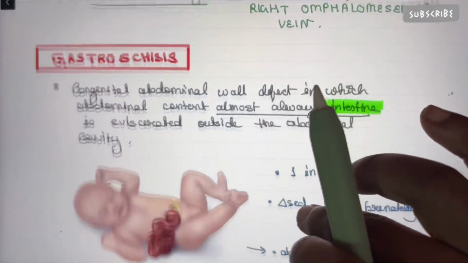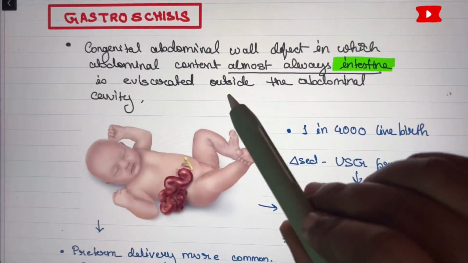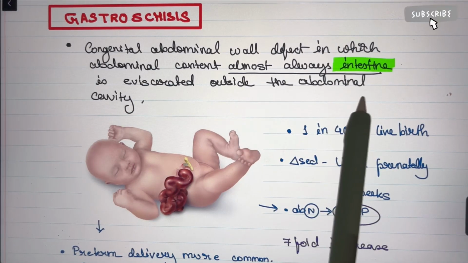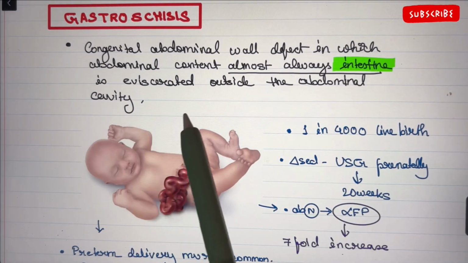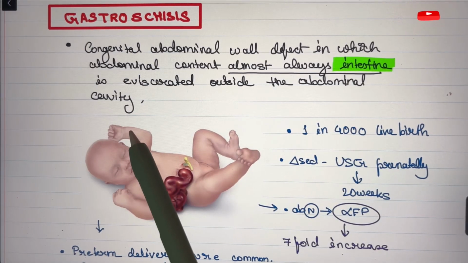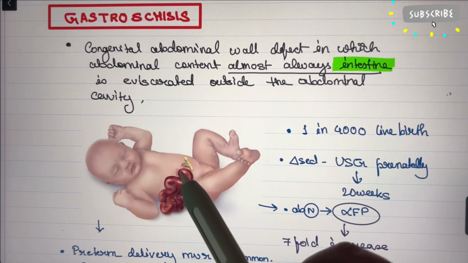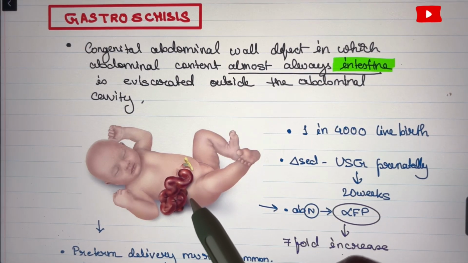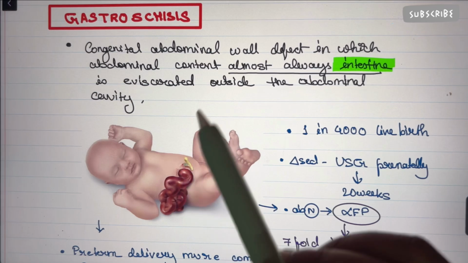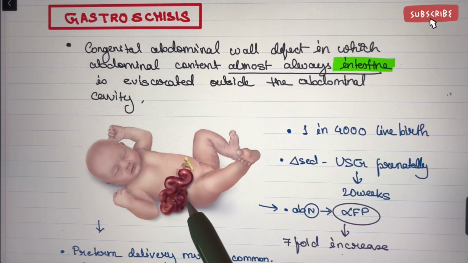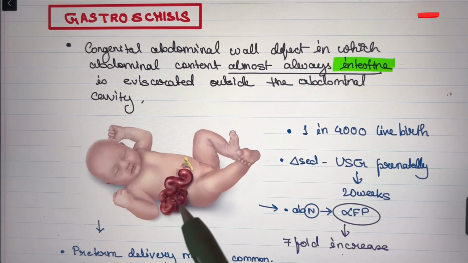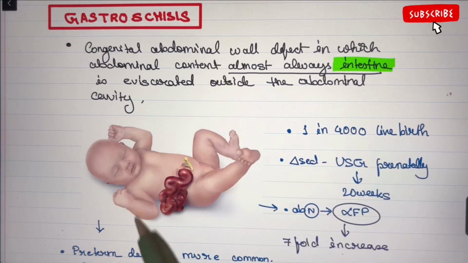Then starting with gastroschisis, what is this? This is a congenital abdominal wall defect in which abdominal content, almost always intestine mainly, is eviscerated outside the abdominal cavity. As you can see in the picture, mostly this is the intestinal loop. No other organ generally comes out in gastroschisis. And why does this happen? This is because of failure of formation of mesoderm in the midline and fusion of the lateral fold. Failure of fusion of the lateral fold in the midline causes gastroschisis.